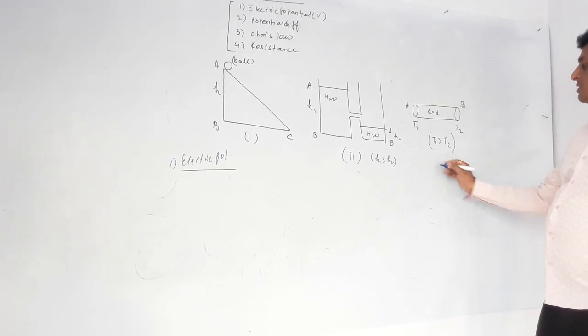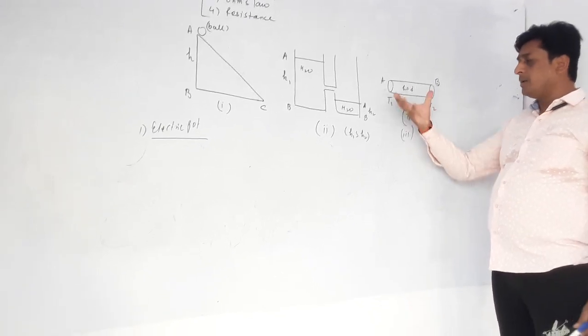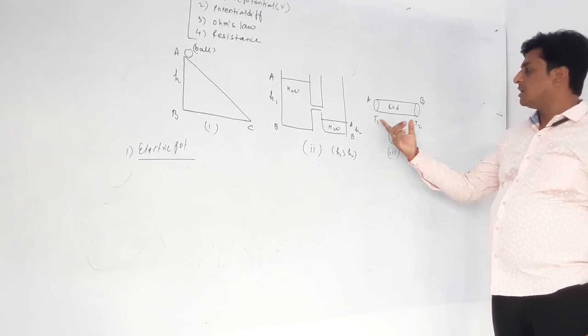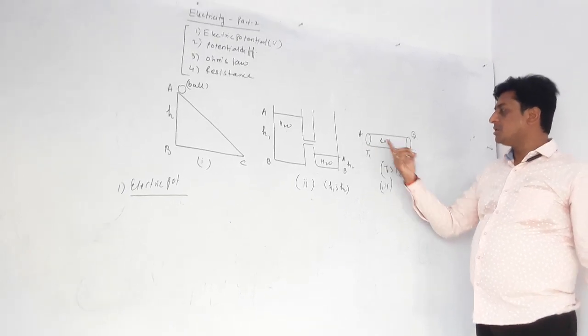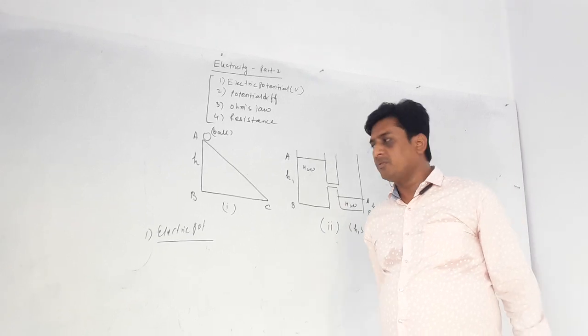In the third figure, figure number 3, there is a rod AB. Cross section temperatures are T1 and T2, in which this temperature is more than this one. So now just study each figure one by one.